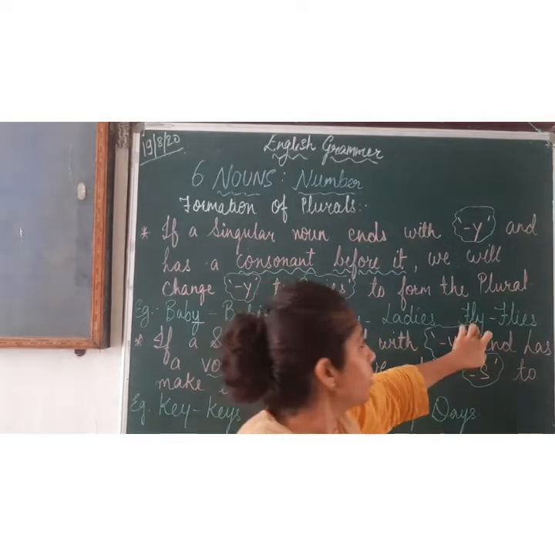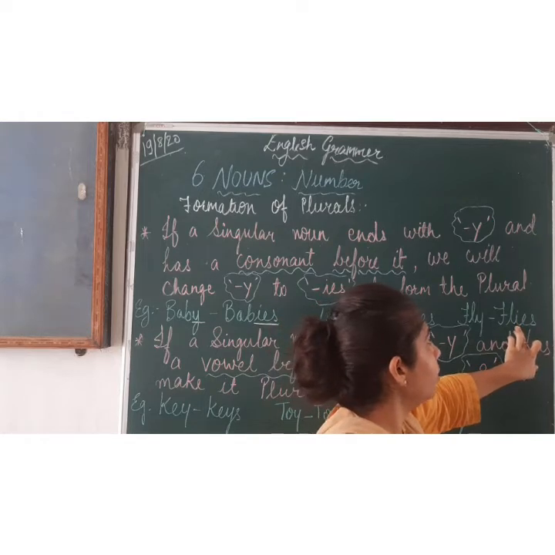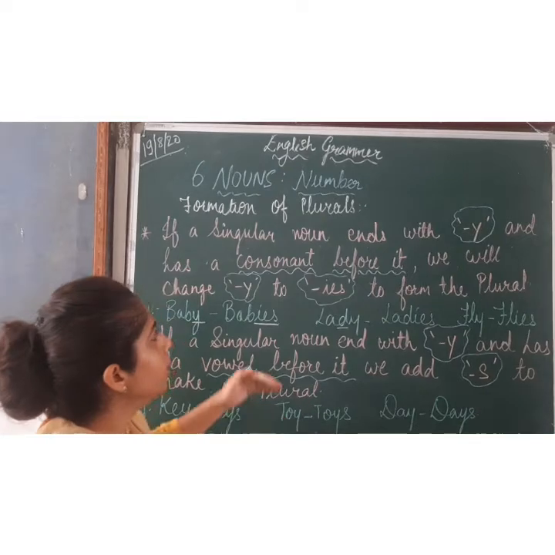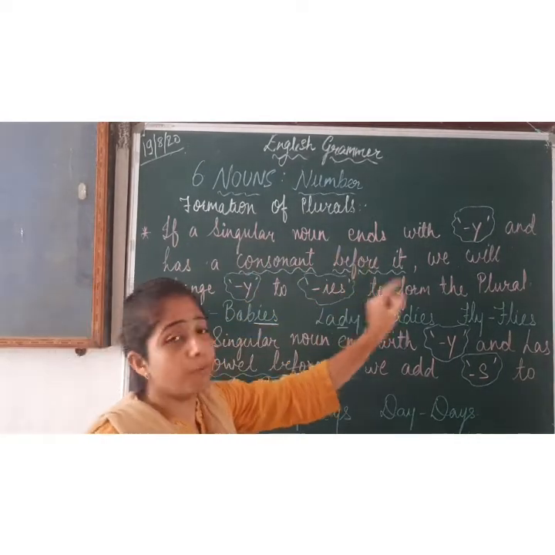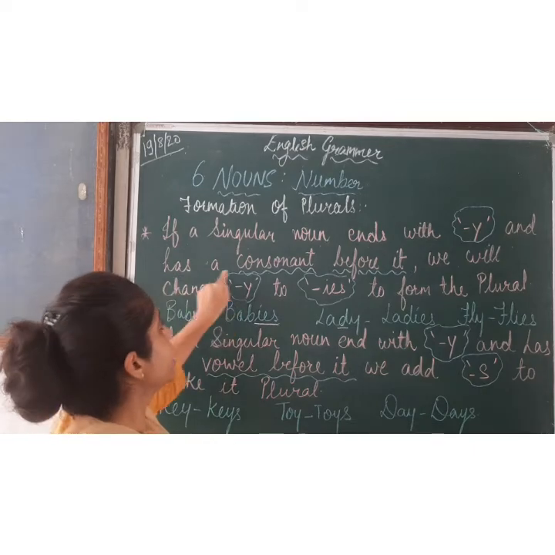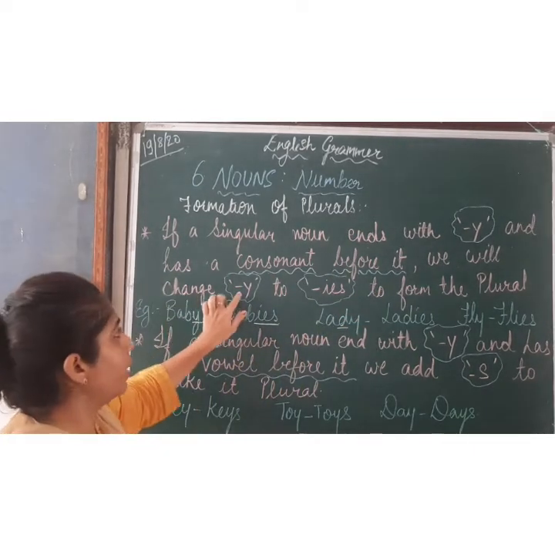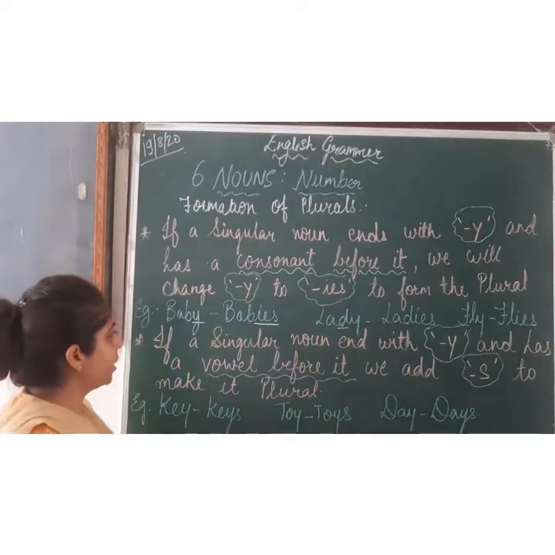It is a consonant, so we will remove this y and write there ies to make this word plural. So the singular noun ends with y and has a consonant before it. We will change y to ies to form the plural. Now see the next one.